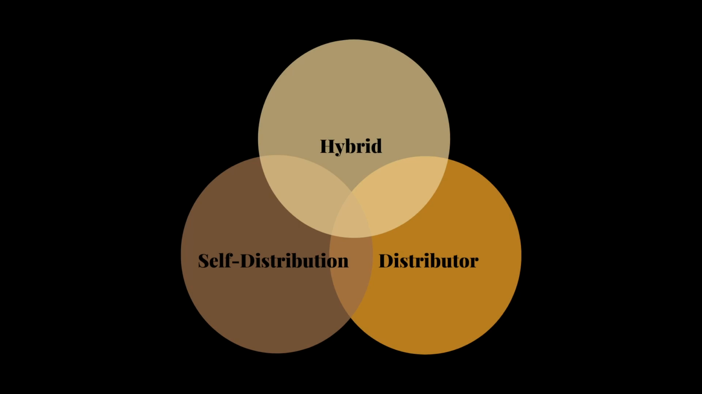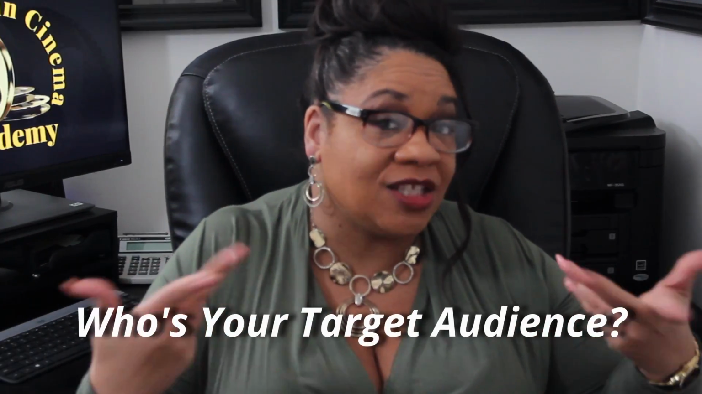So when you're choosing a distribution model, you have to decide if you're going to self-distribute, attain a distributor, or a hybrid of both. Once you decide on your distribution model, you need to determine which exhibition platform is best for your content and who's your target audience. This is something you have to determine early in the development phase.